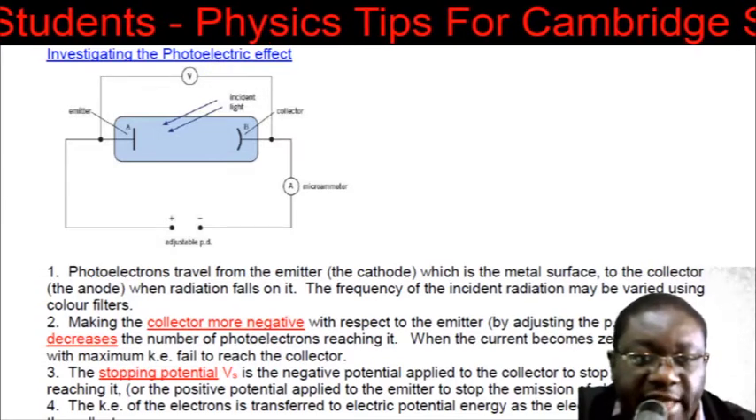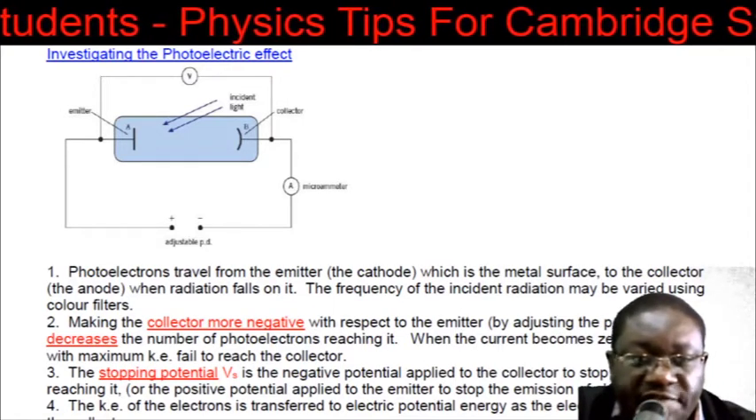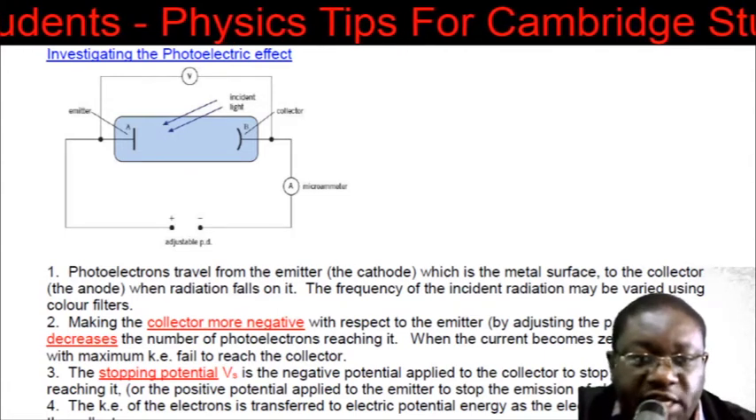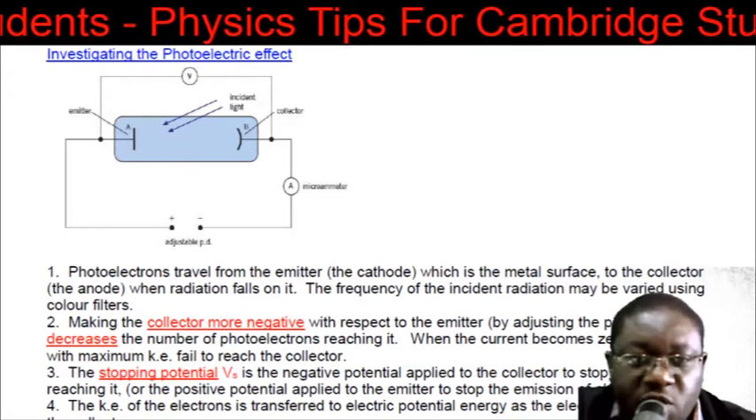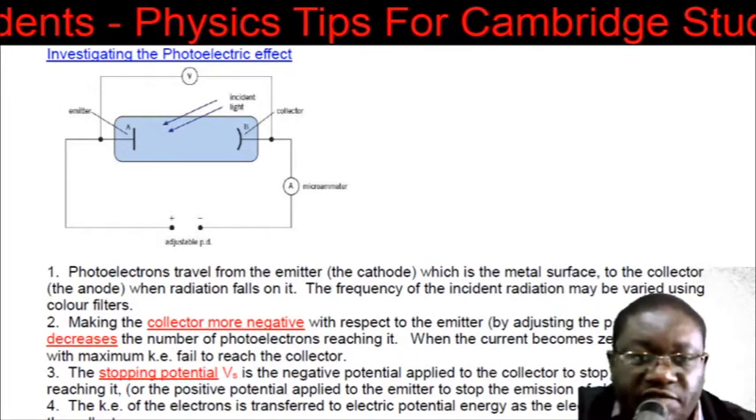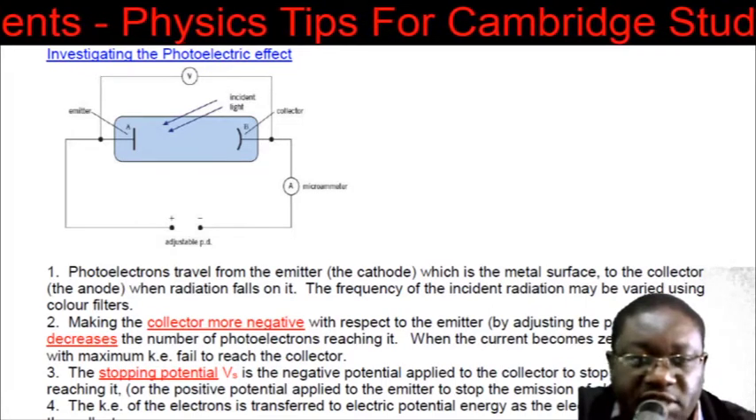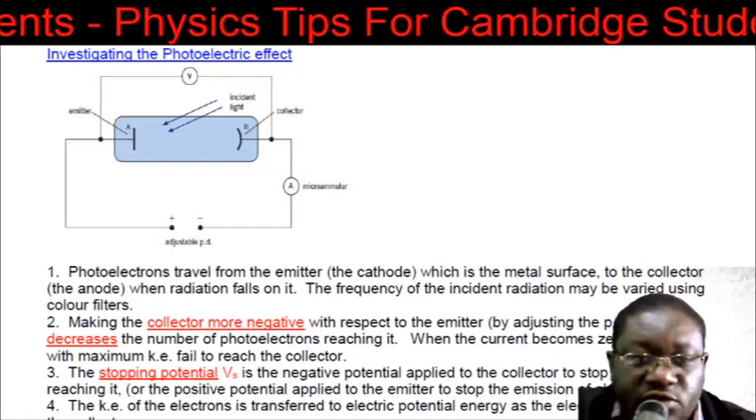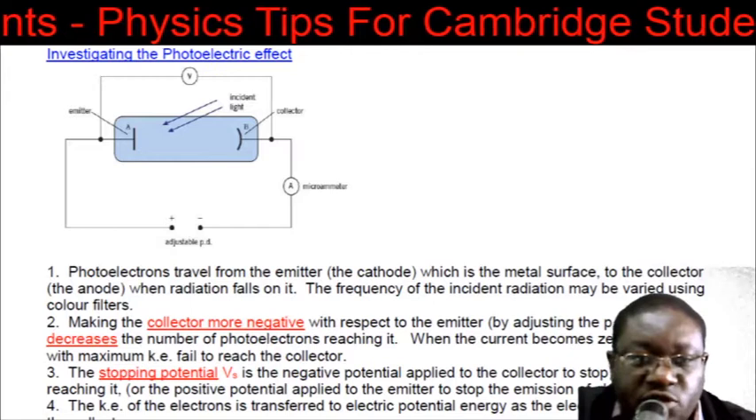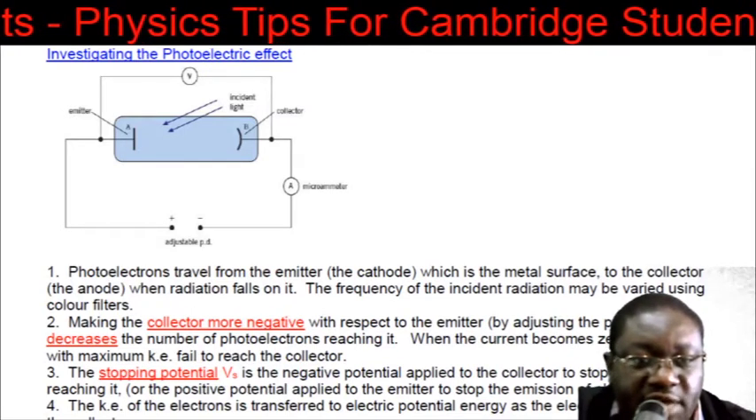So the incident light, remember we said that the incident light must have enough frequency to knock off electrons from the surface of the metal here. If the frequency is very low, then nothing will be emitted from the surface. If the frequency is high, even for a very low intensity, we're going to get electrons being emitted from the surface and then attracted to the collector. And this whole thing must be evacuated so that the electrons do not bump into air molecules that would otherwise be present in there.